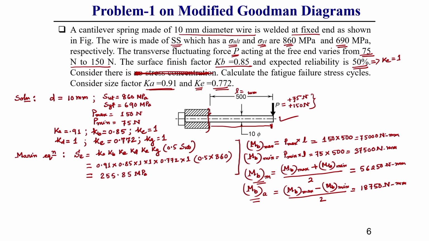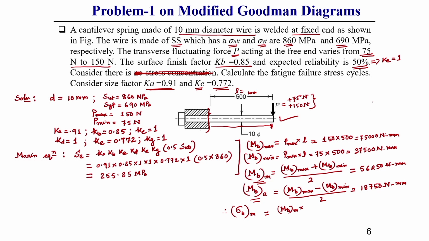Now, based on this mean bending moment and amplitude of bending moment, what we need to find out is the mean bending stress and the amplitude of that bending stress. So, mean bending stress will be MB mean into y. Here y is the distance from neutral axis to outer peripheral distance.